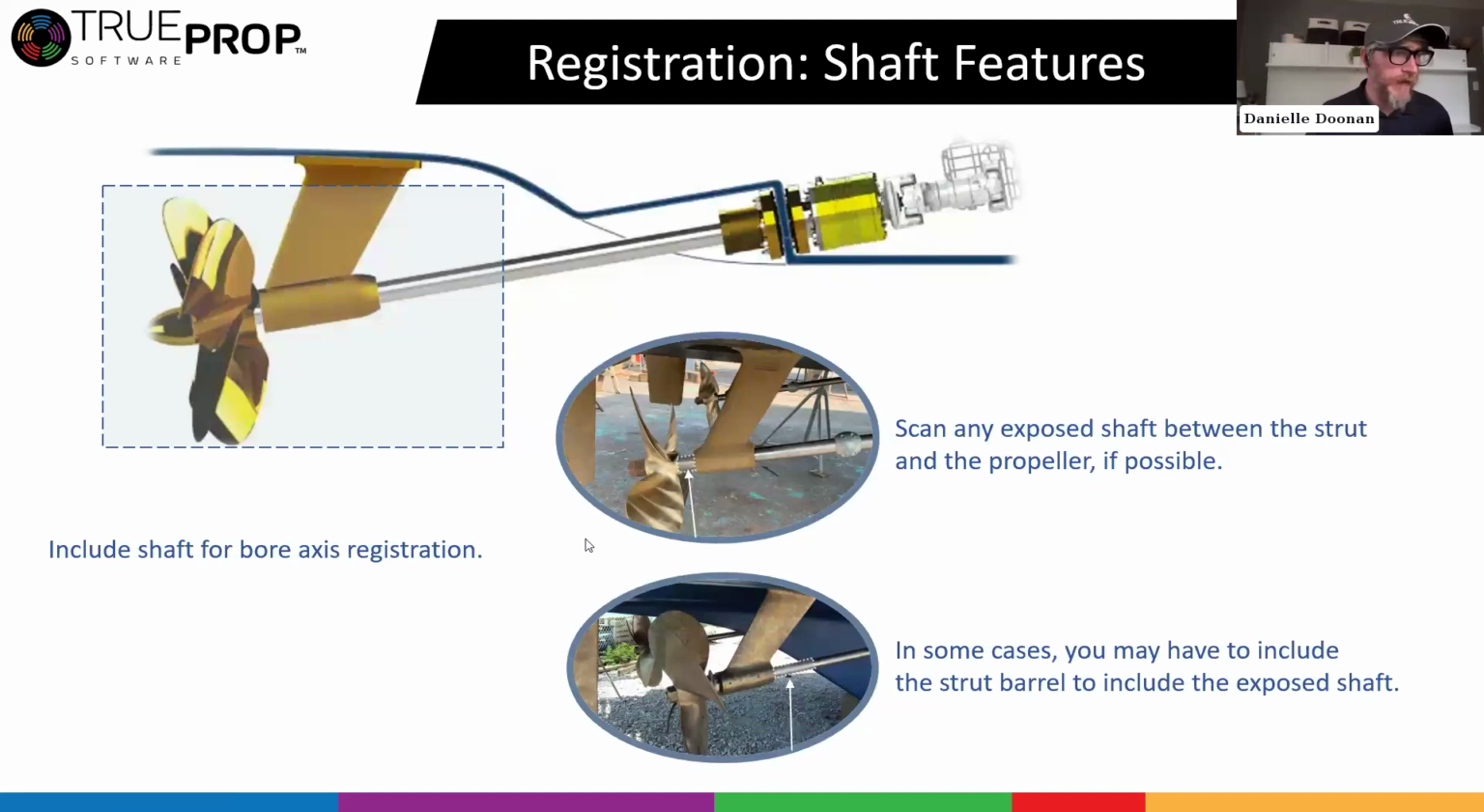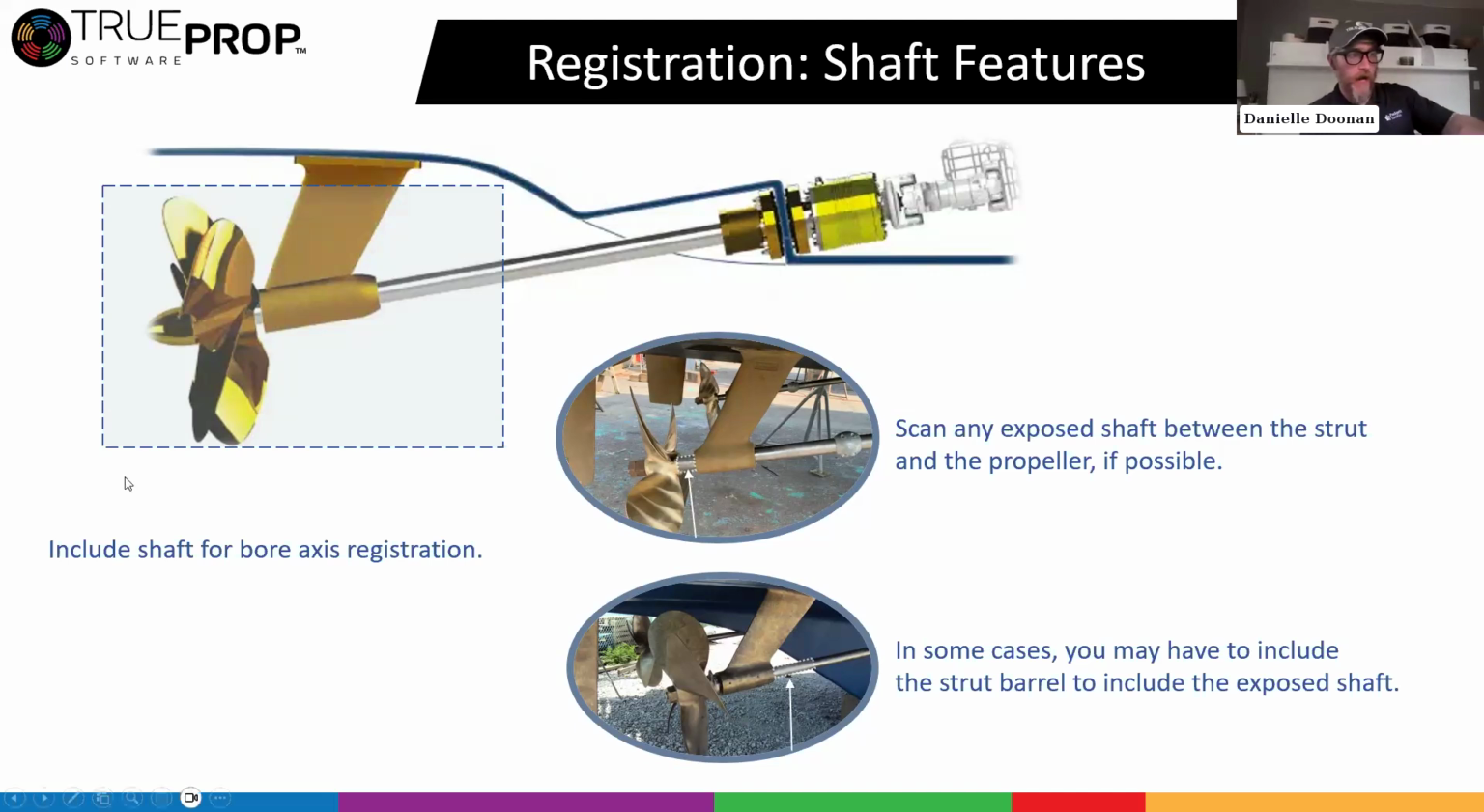So, when you show up to a job to begin scanning, you want to make sure that you have some features for the alignment. It kind of depends on what's immediately upstream of the propeller. Definitely you want to scan the propeller, but you probably need to scan a little bit more than that to get the features you need to register, because you're not going to have access to that bore. So you really want to find some exposed shaft.